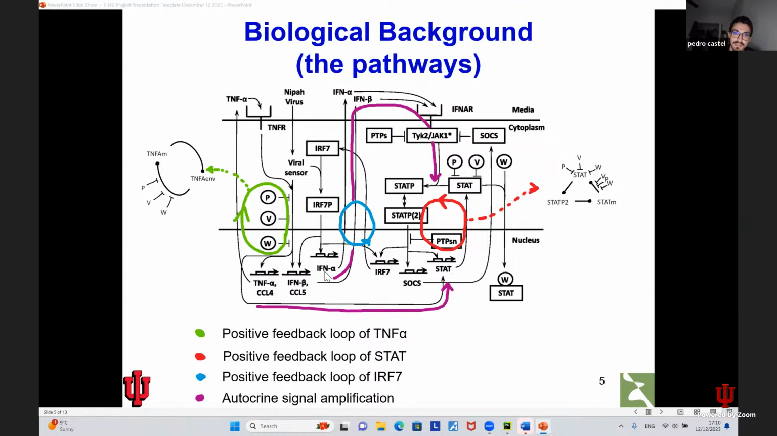The other way it is coupled is by interferon alpha and interferon beta. IRF7 activates production of interferon alpha and interferon beta, that by themselves activate STAT by autocrine signaling.